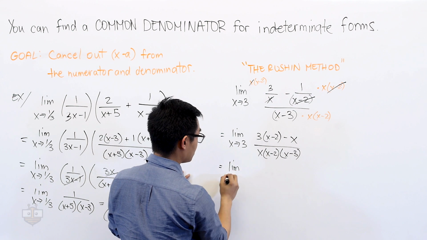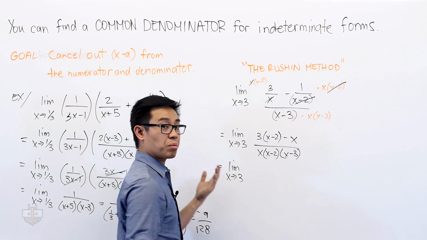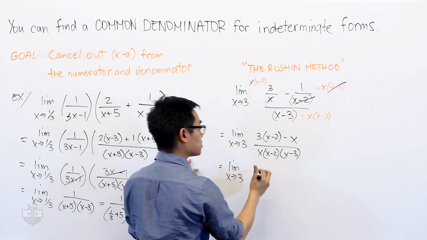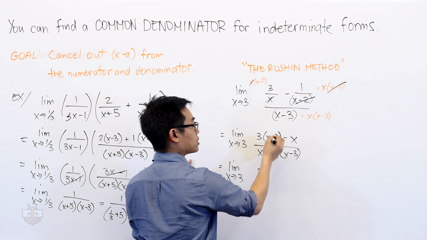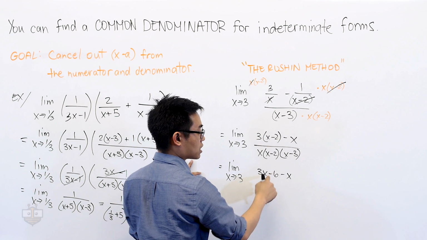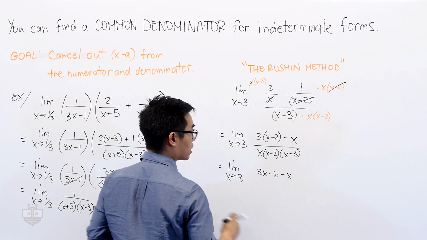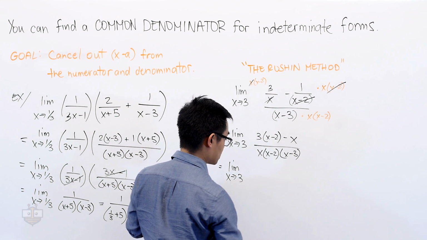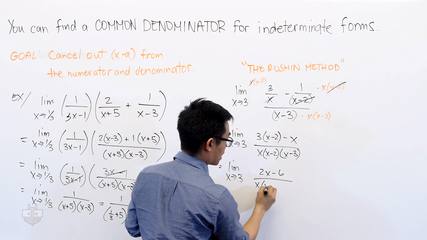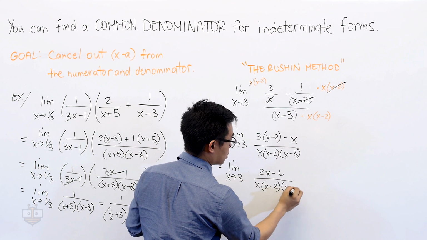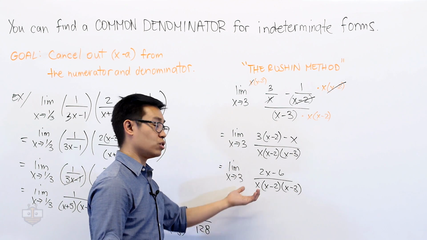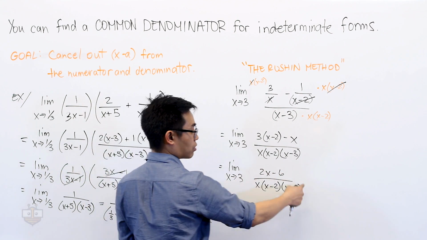Then we don't have an x minus 3 on top yet, so let's expand and simplify to see what we get. 3 times x is 3x. 3 times negative 2 is minus 6, so we get 3x minus 6. We can simplify that expression to be 2x minus 6 all over x(x minus 2)(x minus 3). We still don't have an x minus 3 on the numerator. That's what we need to cancel here and here.